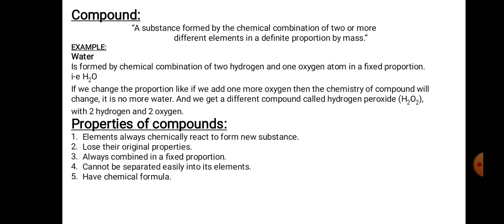It is formed by the chemical combination of two hydrogen and one oxygen atom in a fixed proportion, that is H2O. And if we change the proportion, like if we add more oxygen, then the chemistry of water will change. It is no more water, and we get a different compound called hydrogen peroxide, H2O2, with two hydrogen and two oxygen.